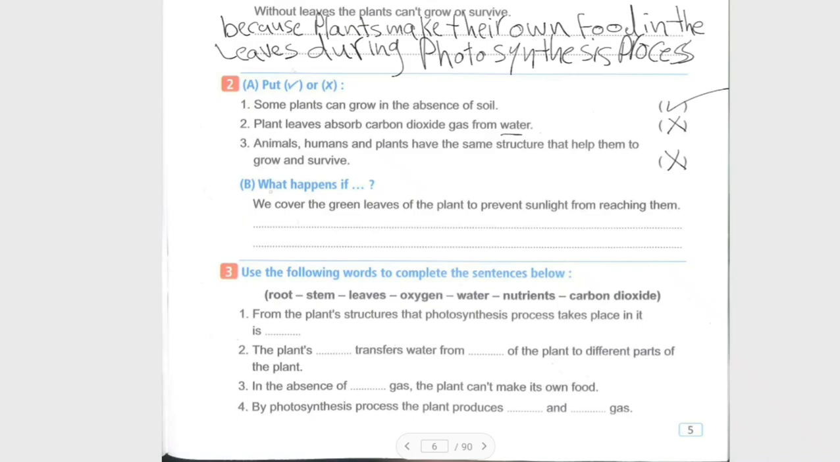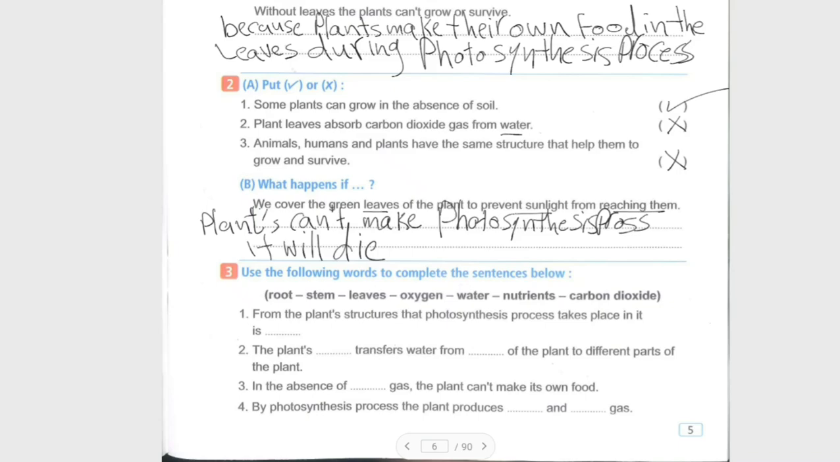Number B says, what happens if we cover the green leaves of the plant to prevent sunlight from reaching them? We covered the green leaves to prevent sunlight from reaching them. What will happen? The plants cannot make photosynthesis process. Then it will die.